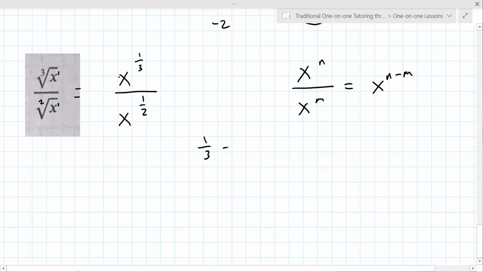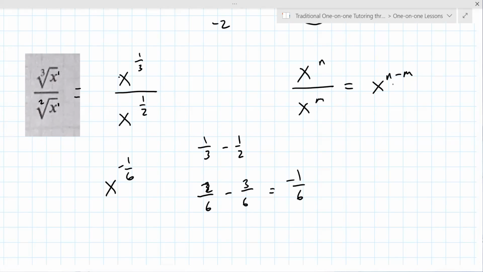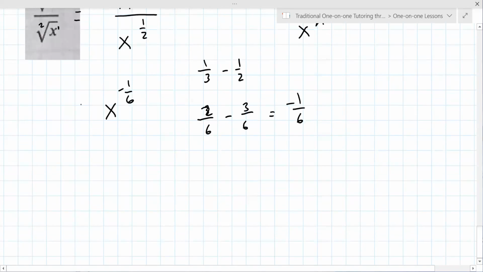So 1/3 minus 1/2 is, I'm sorry, 2/6 minus 3/6, -1/6. So when you subtract, whether it's positive or negative, it always goes into the numerator. It's x to the -1/6. So now, while you could write this in the denominator, when you apply this rule, it goes into the numerator as the value.